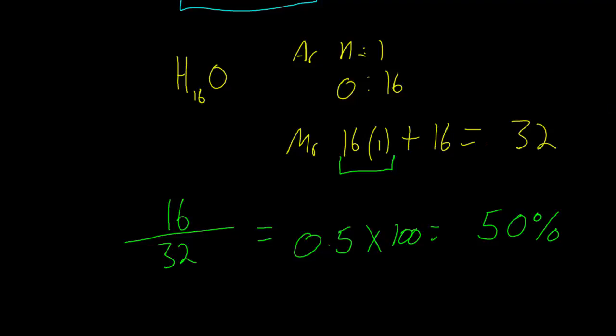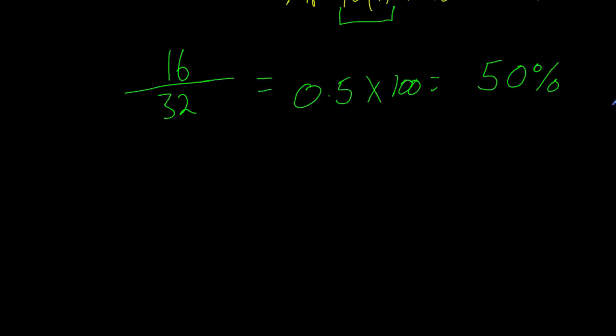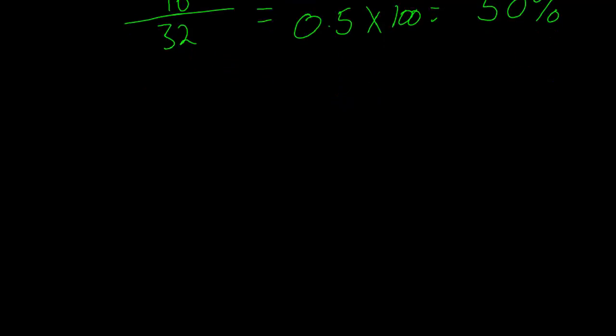If we had done it the other way, we would have had 16 over 17. And that would have given us around about 94%, which is very different to 50%. So you've got to be very careful here. And so how about we have a look at a real compound which does exist. H2O is how we normally find hydrogen bound to oxygen, in water.